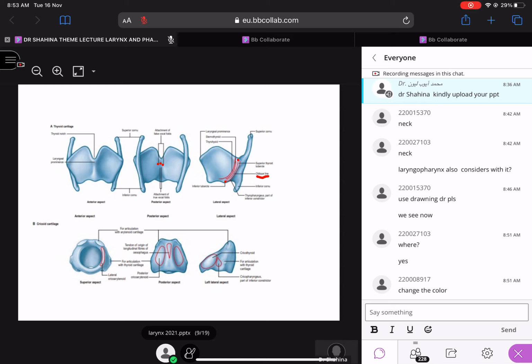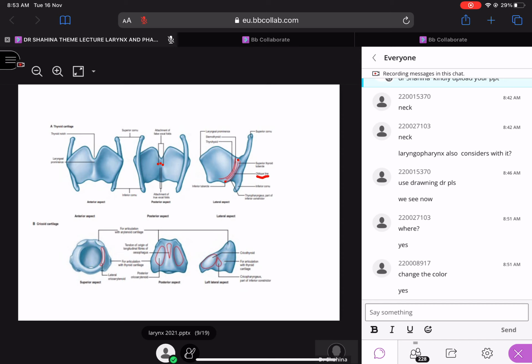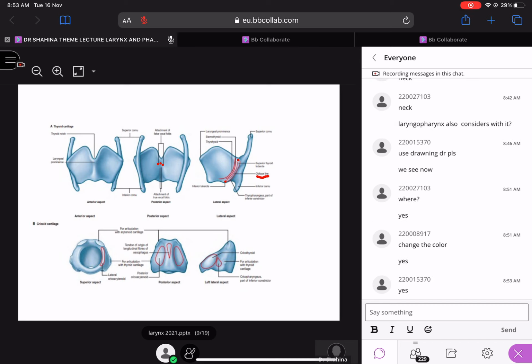So that we move now to the cricoid cartilage. Now the cricoid cartilage is a signet ring-like structure. It is a ring-like structure. That means anteriorly the part is narrow and posteriorly it is broad. So the part on the anterior side is called the arch. The one on the posterior side is called the lamina. So this is the superior view.